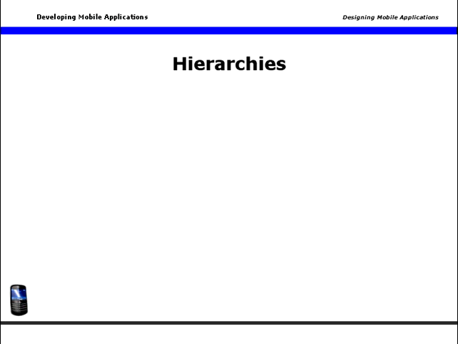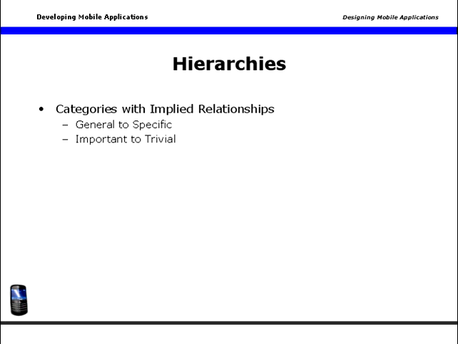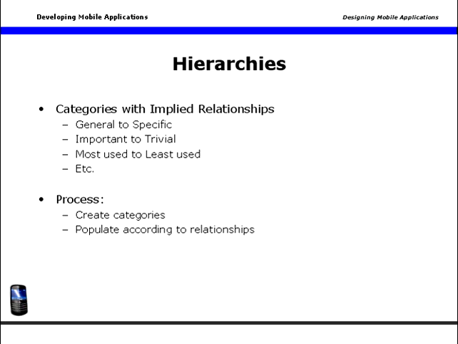Hierarchies are categories with implied relationships. They reflect our efforts to organize information by classifying it according to similarity and difference. Some common hierarchies might include general to specific, important to trivial, most to least used, and there are many others. Our process for creating hierarchies involves creating categories or high-level groups of information and then populating those categories according to the information relationships. Let's take a quick example.